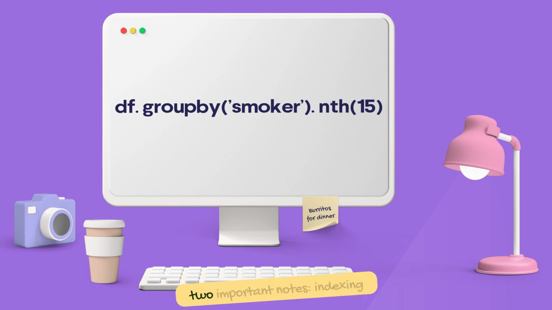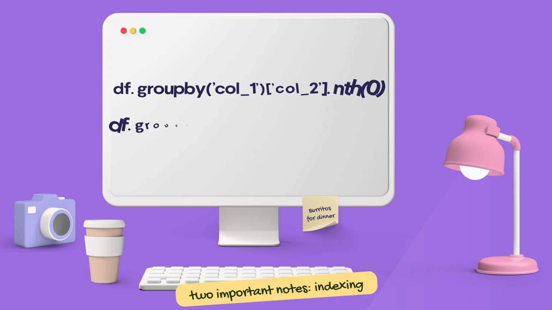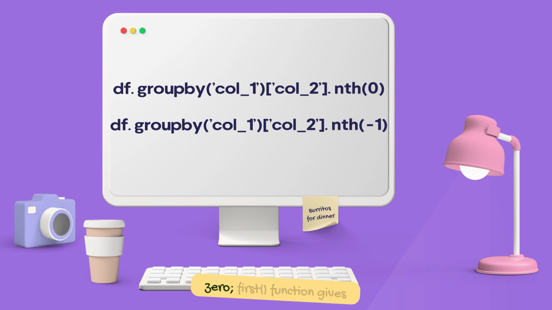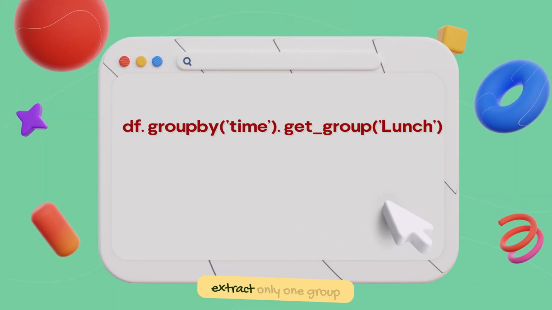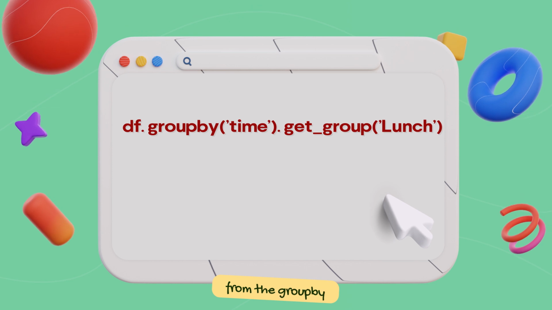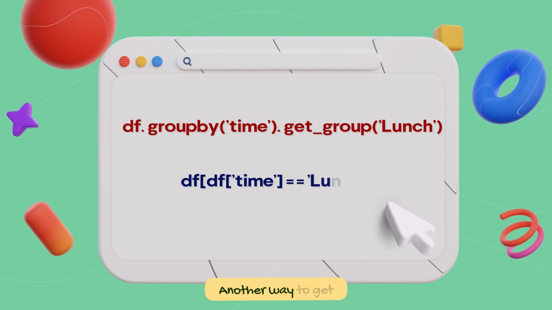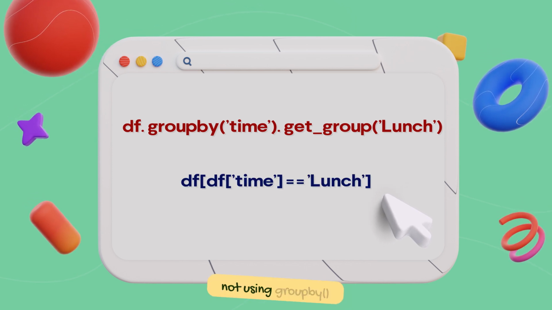But please remember two important notes. Indexing in Python starts with 0. First function gives you the first non-null value in each column, whereas nth(0) returns the first row of the group, no matter what the values are. Same works with last function. Method get_group is used to select or extract only one group from the groupby object. Another way to get the same result, but not using groupby.